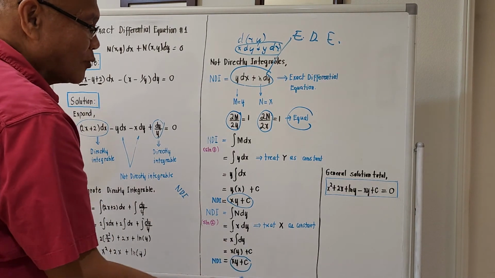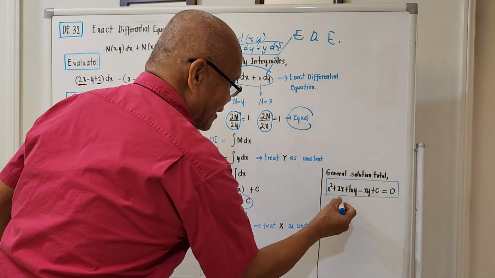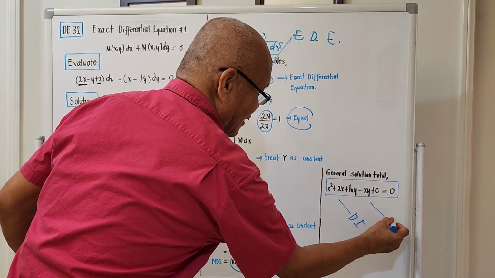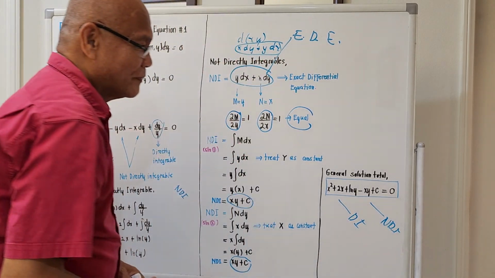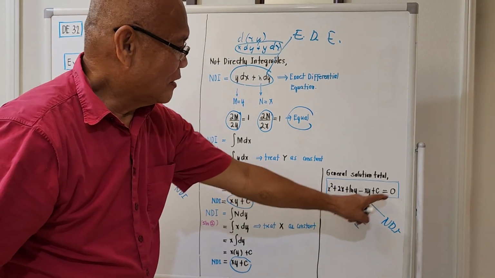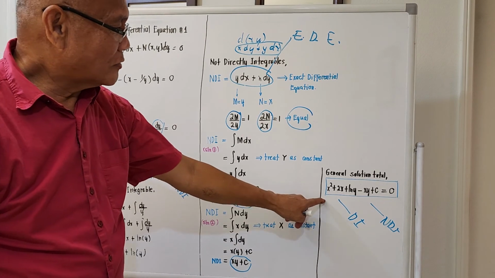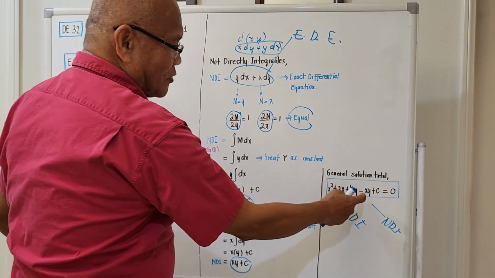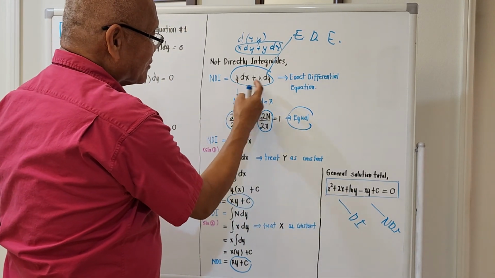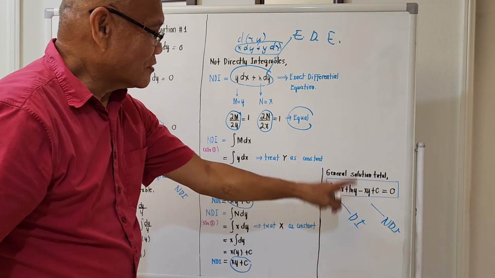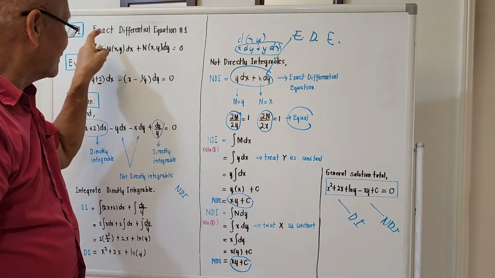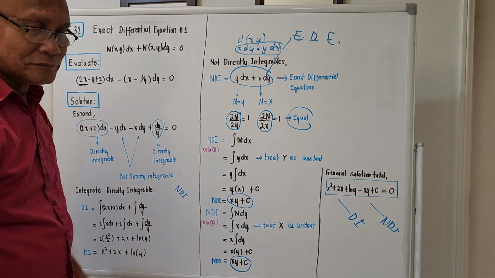So the general solution will be: this is the DI, and this is the not directly integrable, plus c equal to 0. That's the total general solution. As you will see, if you try to take the differential of xy, it is actually y dx plus x dy. It is an exact differential equation. That's why our topic for tonight is exact differential equation.